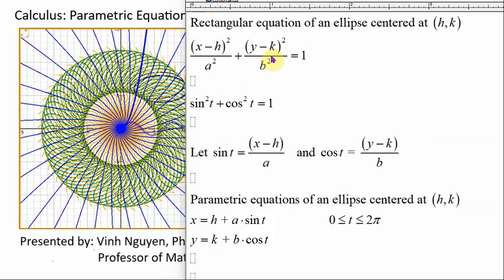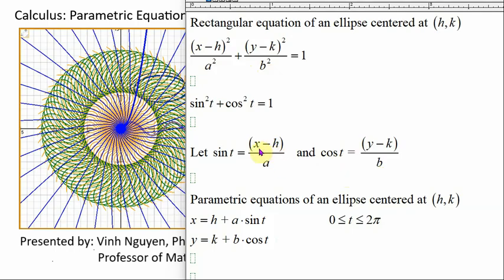And so here we have a rectangular equation of an ellipse with the center at h, k. And I want to find the corresponding parametric equations for this ellipse. Recall that we have sine squared plus cosine squared is equal to 1. And if I let sine of t be x minus h over a, and then cosine of t be y minus k over b.